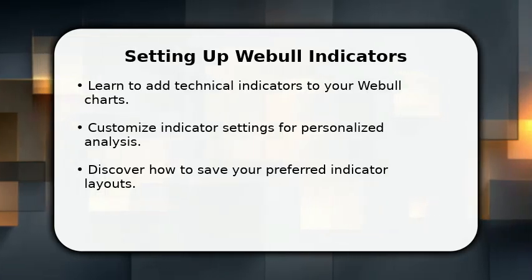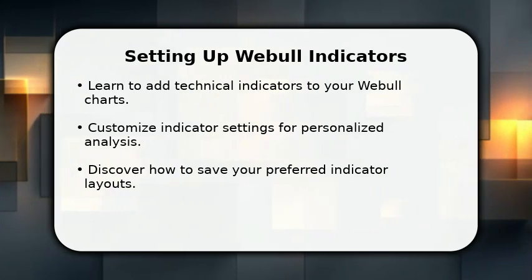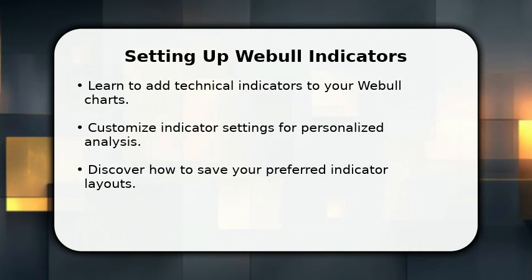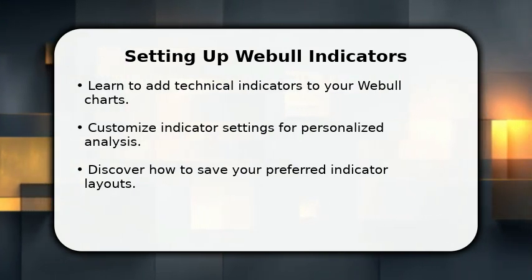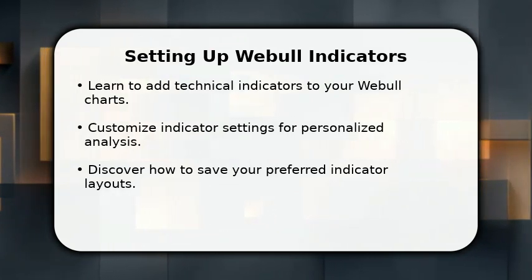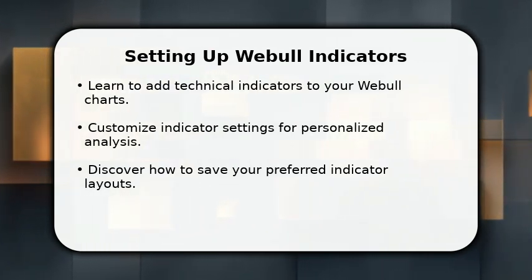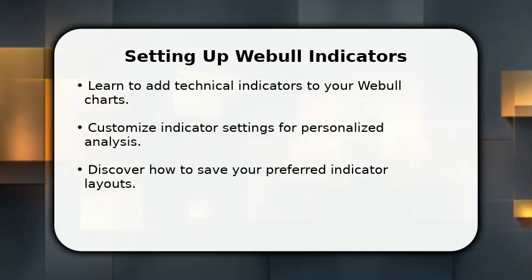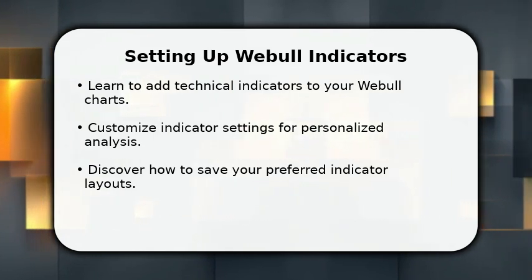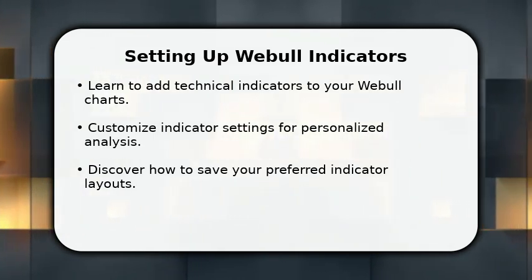In this video, I will show you how to set up indicators on Webull. First, open any stock chart on the platform. Look for the indicator icon, usually represented by a small graph or FX. Clicking this will open a menu where you can begin selecting and configuring your desired technical analysis tools. This process is straightforward and enhances your trading view.